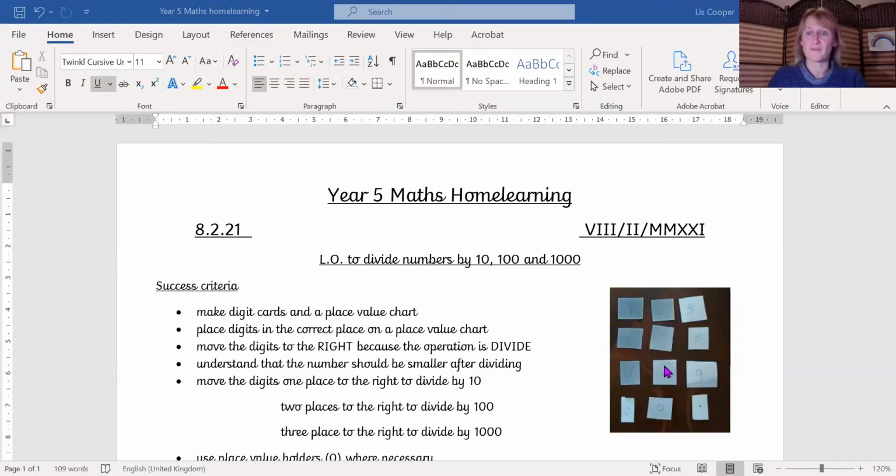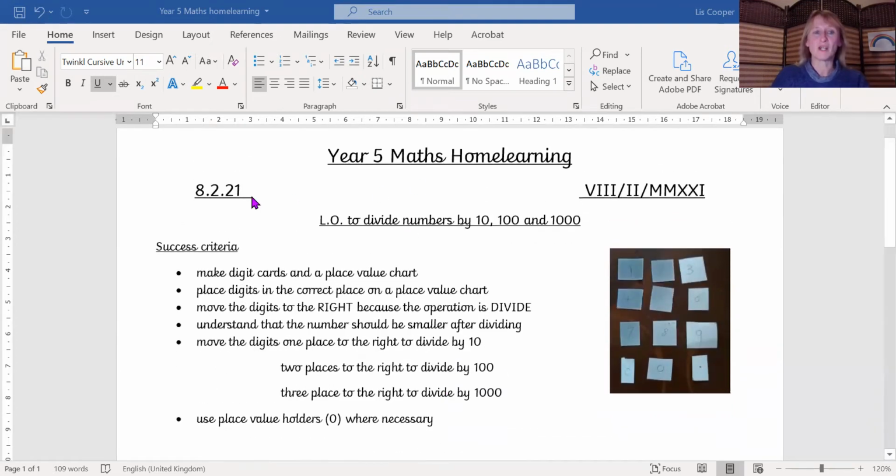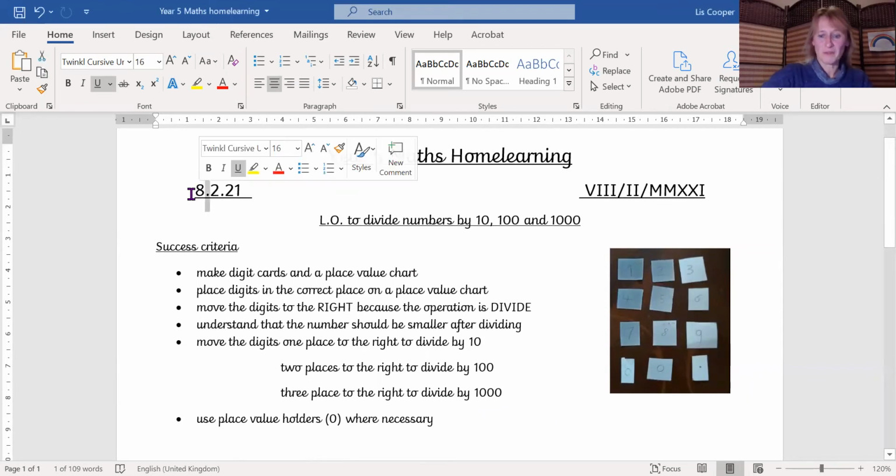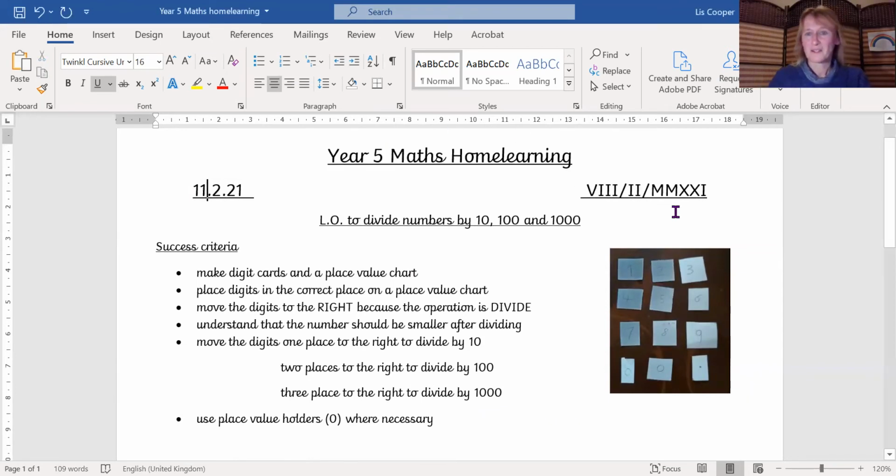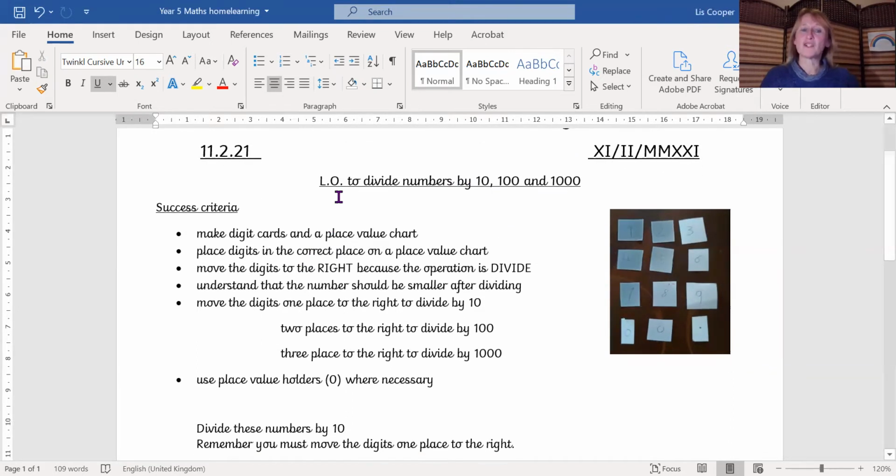Okay, so let's have a look at our learning objective straight away. And here we are. We've got something very useful here from Atia. Thank you, Atia, for making these so that I could show everybody. So our maths home learning is on the 11th of February, 2021. That's what you get for using the date off another sheet. It's not the work off another sheet, just the date. We are going to be dividing numbers by 10, 100 and 1,000. We've got quite a few success criteria and these are on your sheet. This is what you will get.